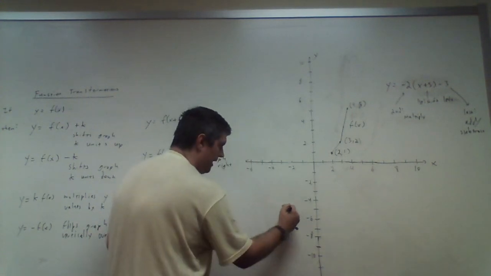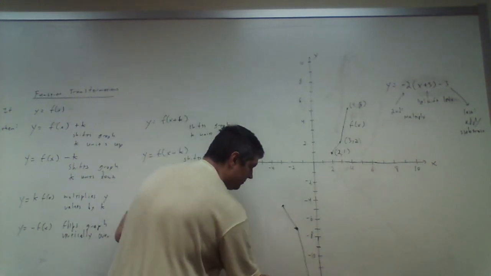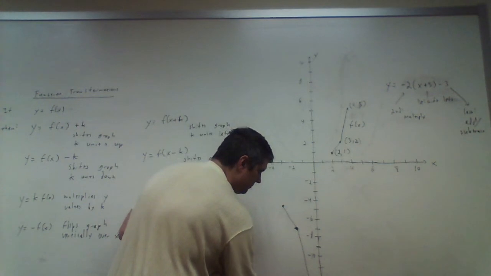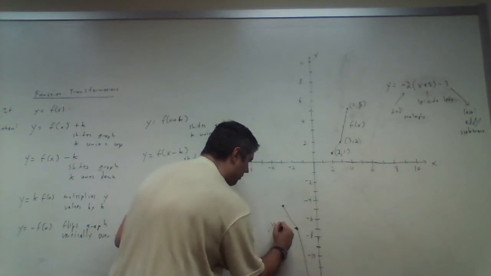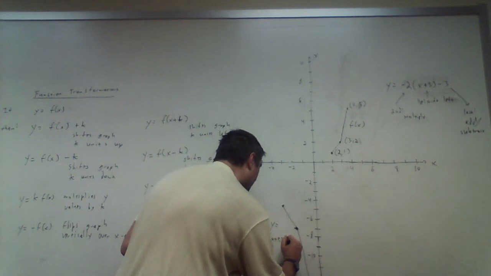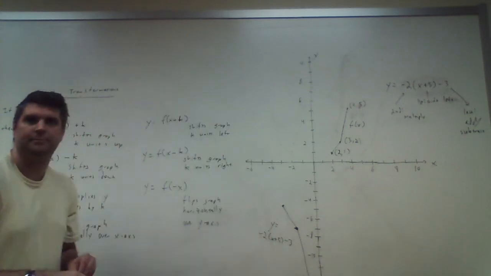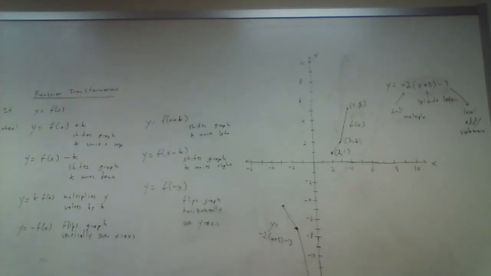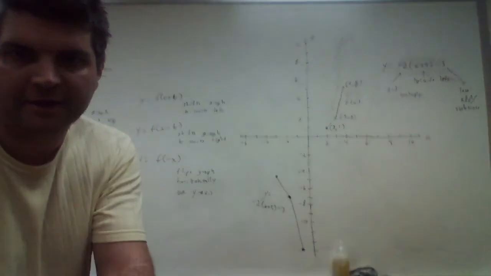All right, we're going to play connect the dots. This is y equals negative 2 f of x plus 5, minus 3. And that's it. That's my grand finale.